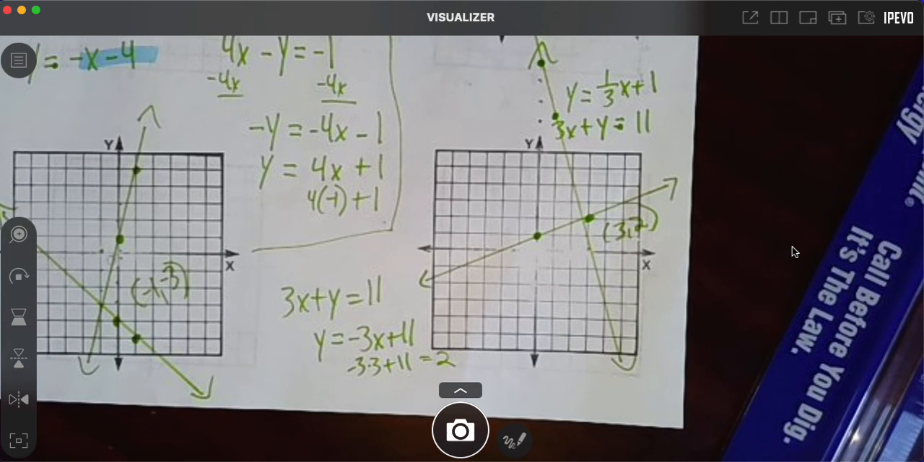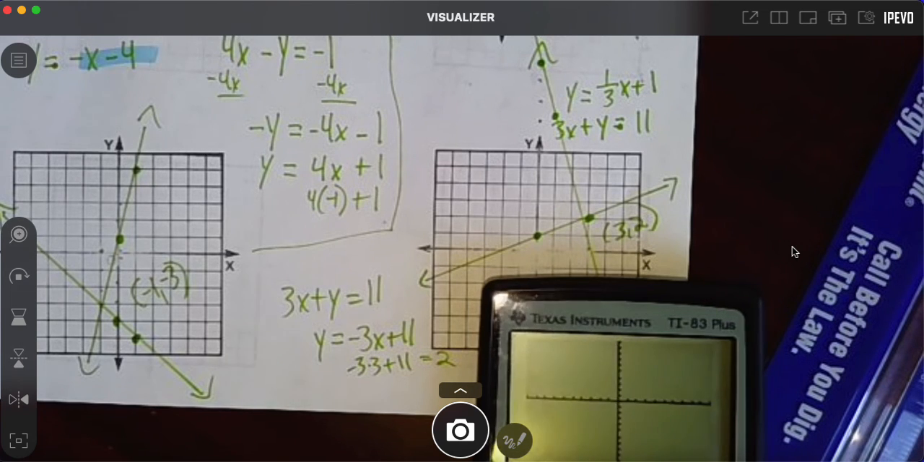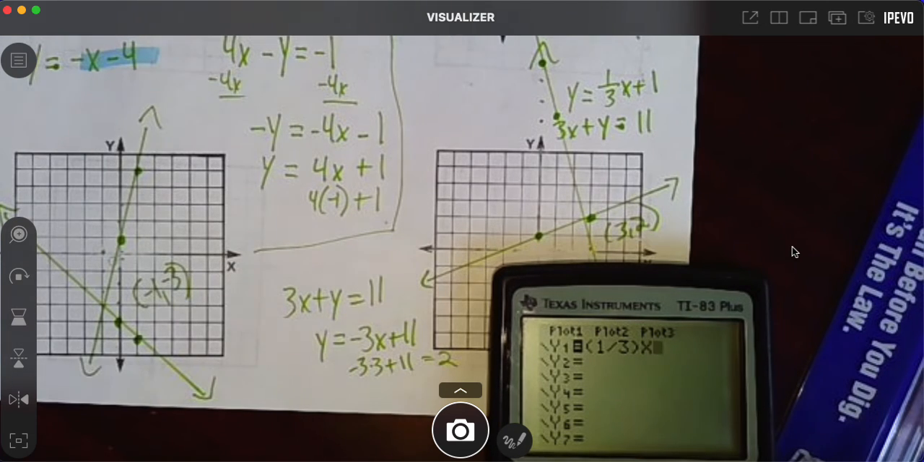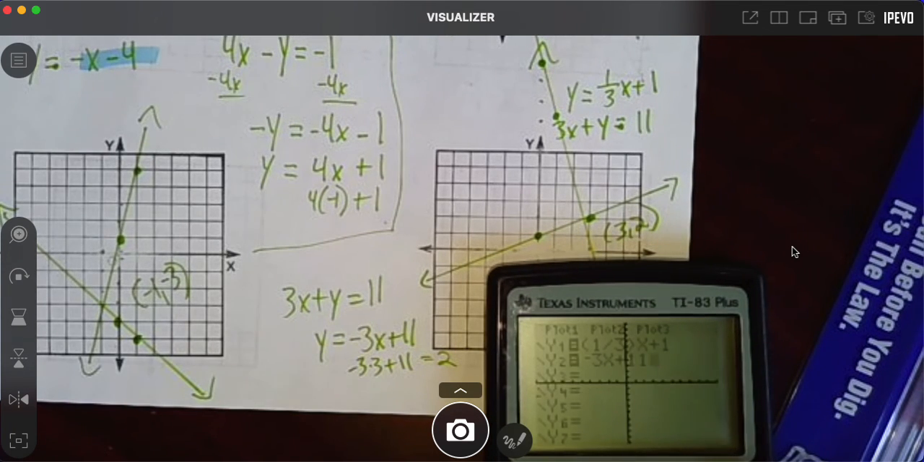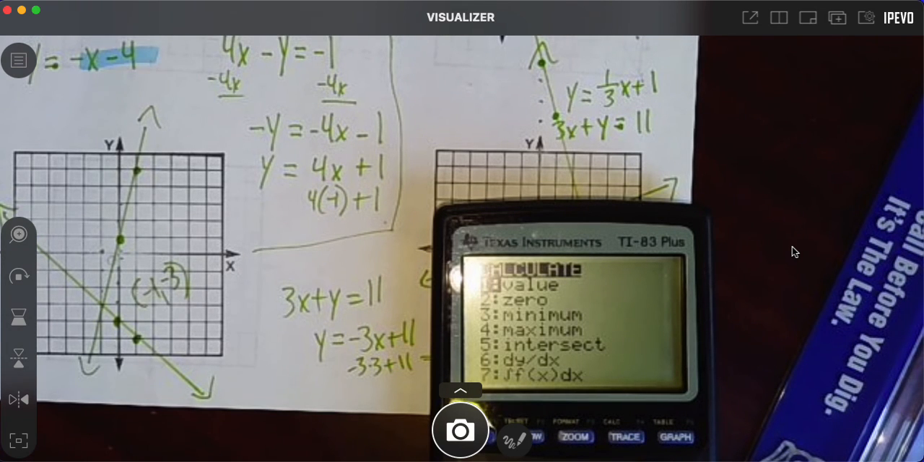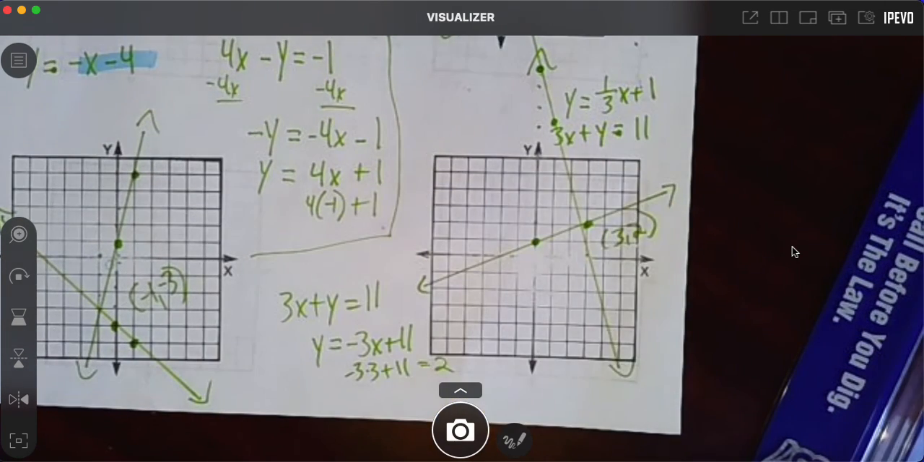Another way to check our answer, let's graph them on the calculator. Y equals, my first one, was 1/3 x. You just put 1/3, 1 divided by 3, plus 1. And then my second one is negative 3x plus 11. And if I graph, there's my answer. Second trace, number 5, enter, enter, enter. And it also tells me what? 3, 2. All right, so we can check our answers. That one also had one solution.